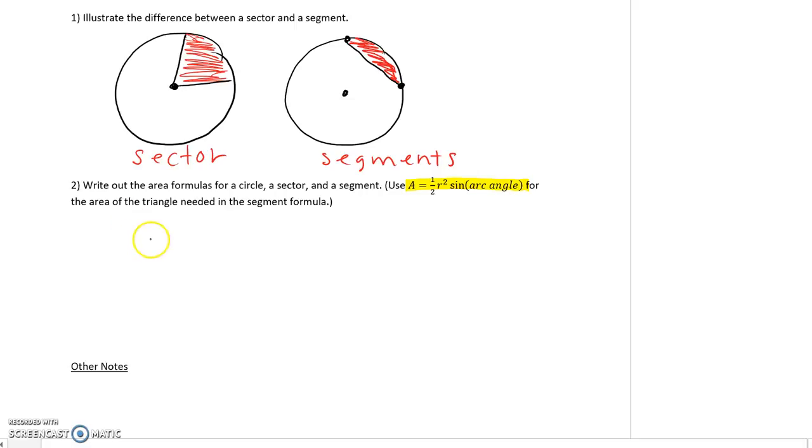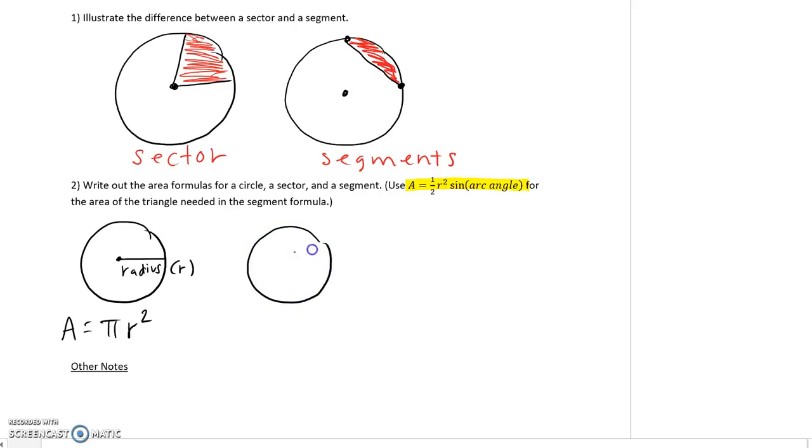Okay, so circle. For a circle, you need to know how much the radius is. And I'm just going to use r for radius. And the area is pi times r times r. We shorten that as pi r squared. For a sector, so that formula tells you the whole area of a circle.